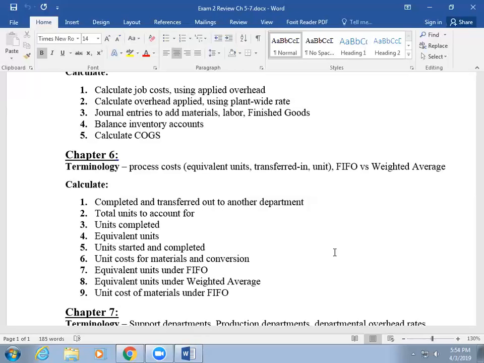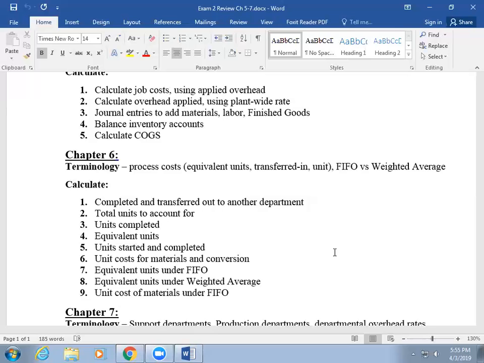But I think you guys did pretty well in chapter 6. Any questions on chapter 6? On those, just read the questions really carefully. If it's asking you units completed and not units started and completed, sometimes it just gets tricky because of the wording. So just read those really carefully. There's a lot of different things to account for in that one. You guys good so far?